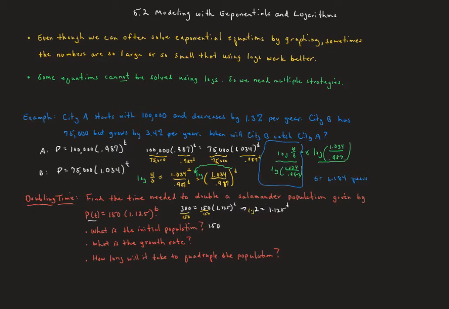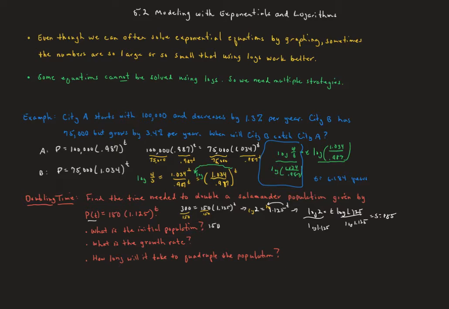We can then take the log of both sides, and that will allow us to bring the exponent t out in front. So we have the log of 2 is equal to t times the log of 1.125. And then, as we saw before, we can divide by the log of 1.125, and that's going to go into our calculator. And I'm getting 5.885.